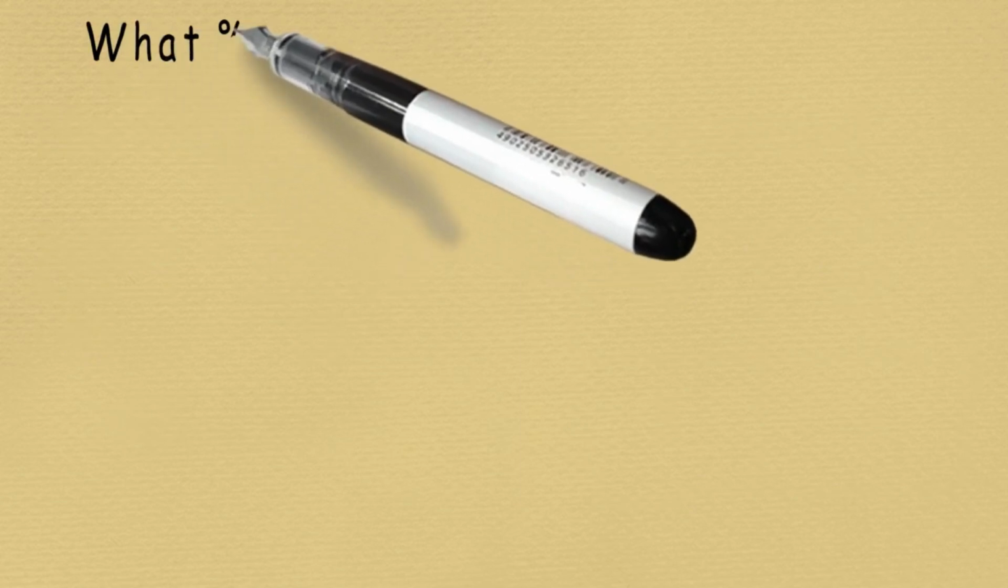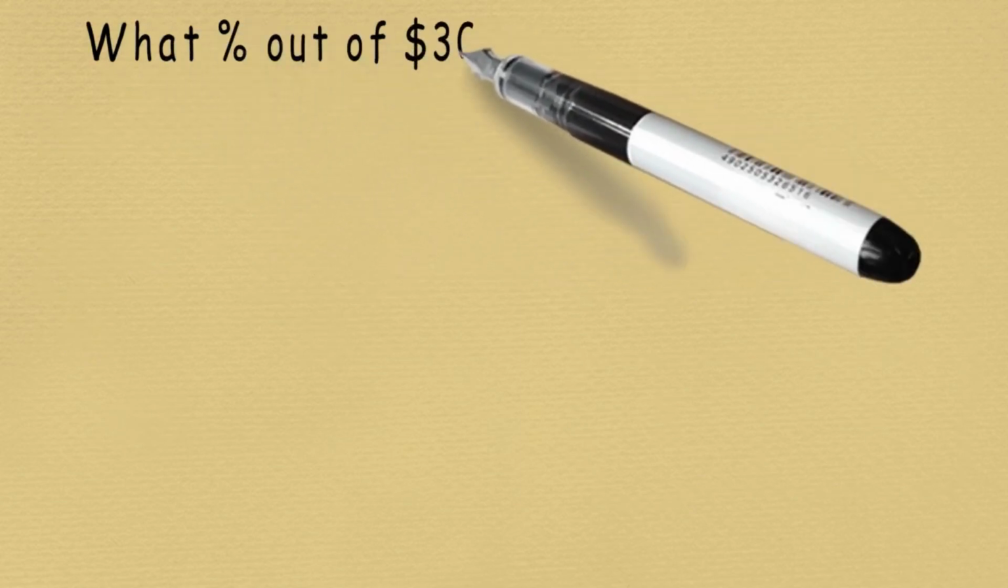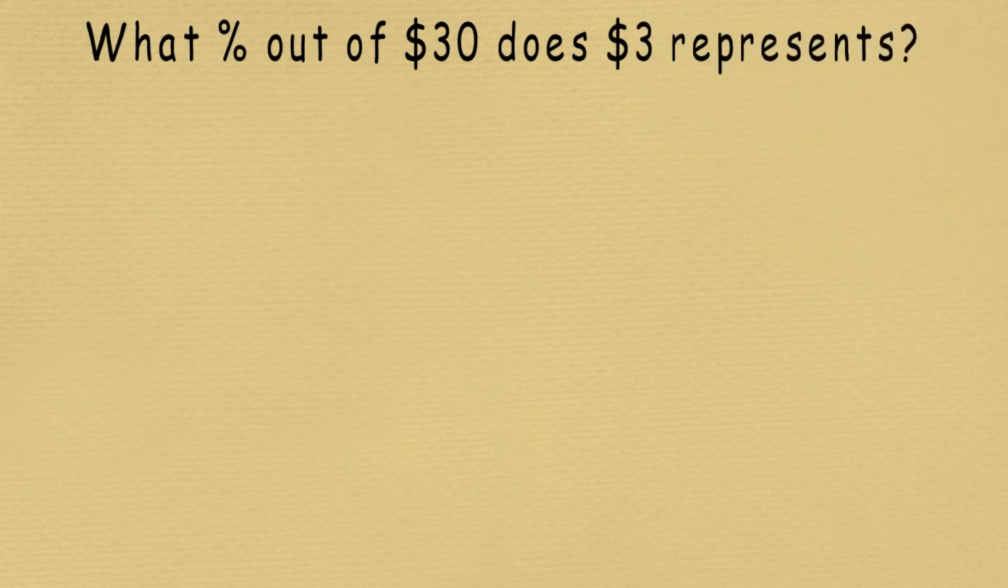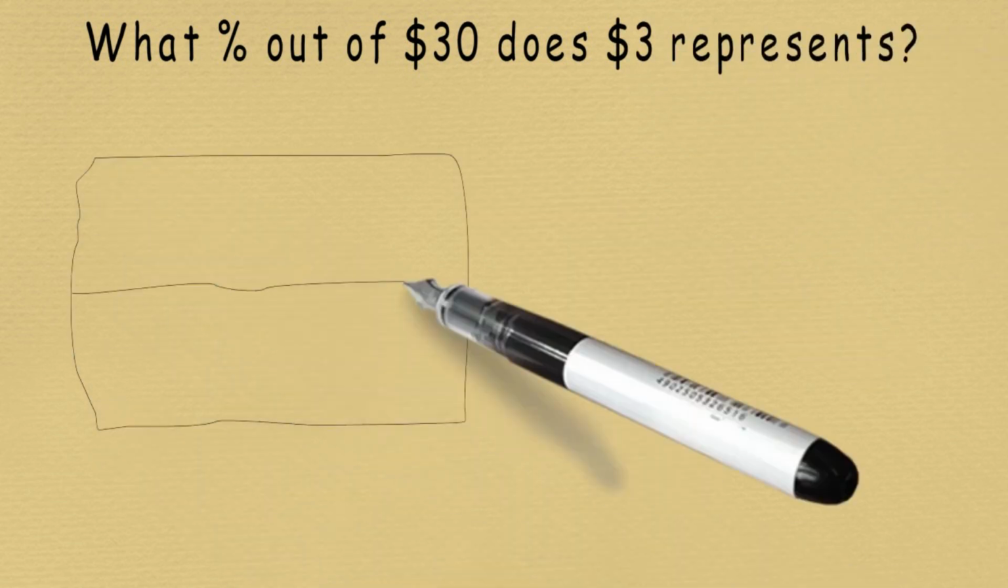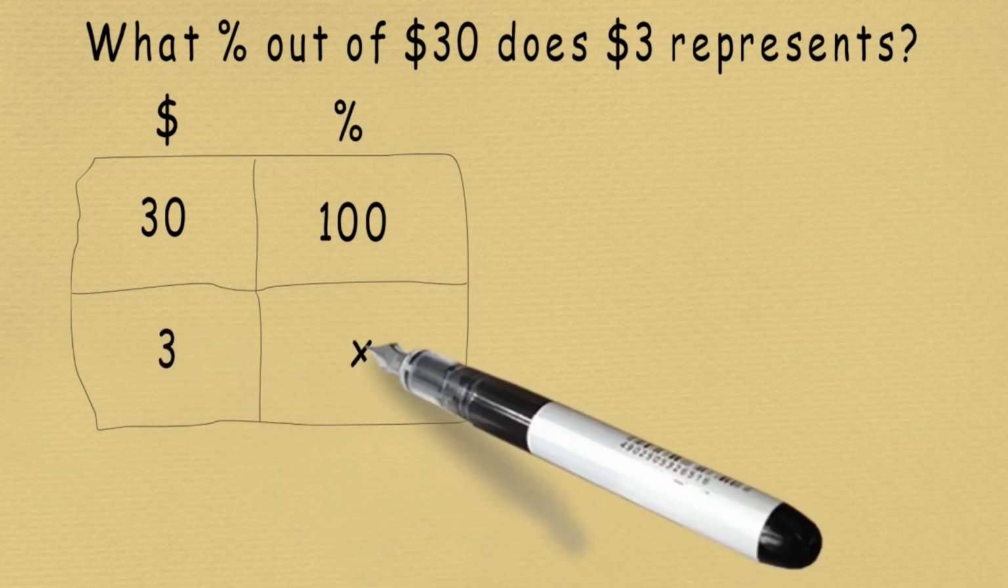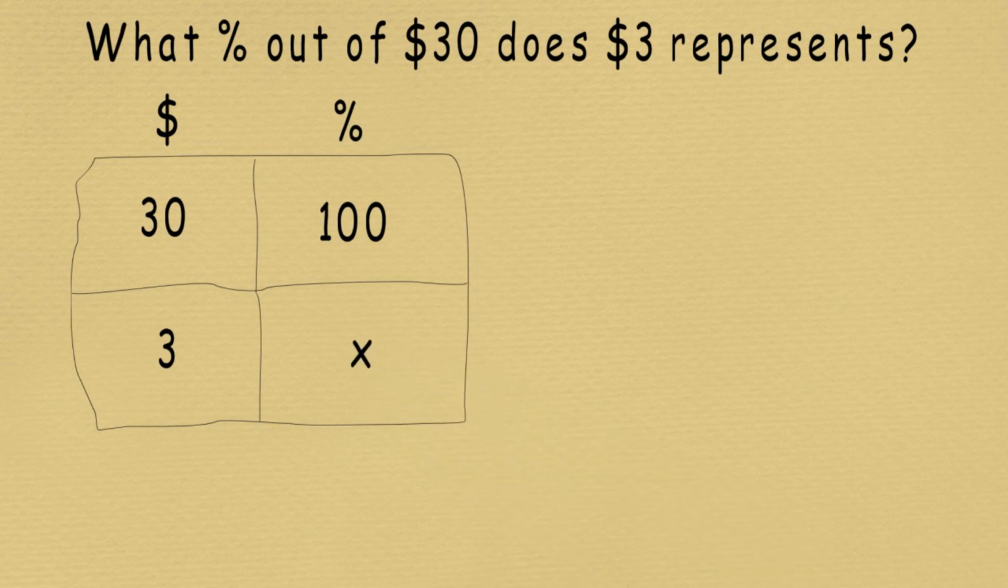Now let's look at this question. What percentage out of $30 does $3 represent? So again, I draw my window box, and I know that I'm given the quantities for money. So in this case, $30 represents 100%. So I write 30 next to 100. And underneath $30, I write $3. And $3 corresponds to an unknown, corresponds to X, because we don't know what percentage $3 represents.